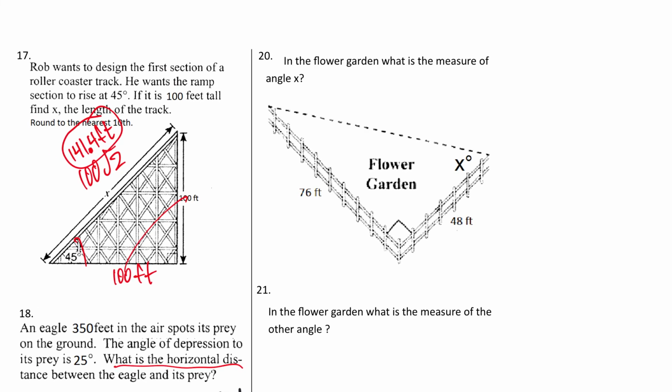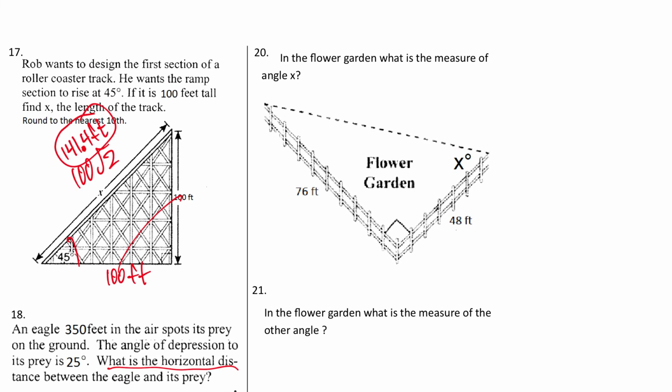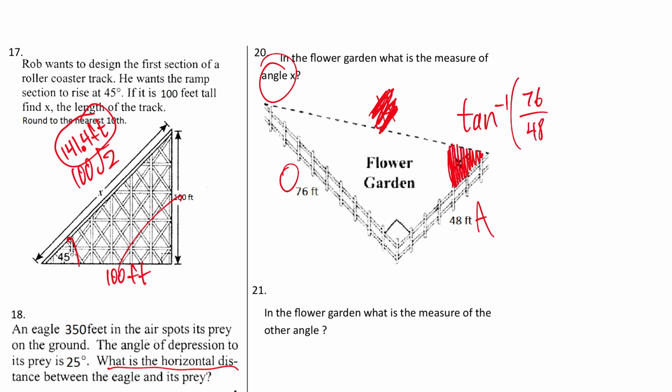Okay, number 20 says, in the flower garden, what is the measure of angle x? So it's looking for this angle right here. So we're going to have H, A, O. The hypotenuse is the side I don't care about, so this is TOA, tangent. And remember, when I'm looking for the angle, I use the inverse. So tan inverse of opposite over adjacent, 76 over 48. And that's going to be about 57.72 degrees.